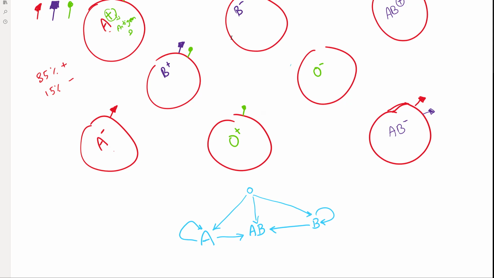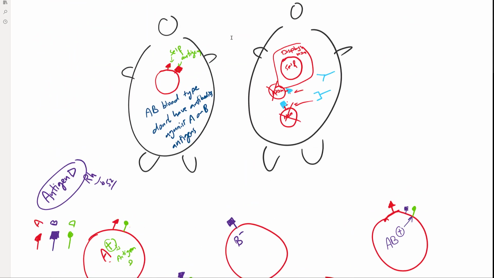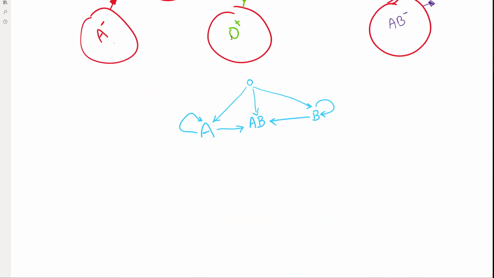So if I go to the person here, I will erase all of this. Or actually, let's draw a different person. So this person is O. Let's assume that it is O minus. Okay, so this is O minus. So it means that there is no A, no B, no D on the surface.